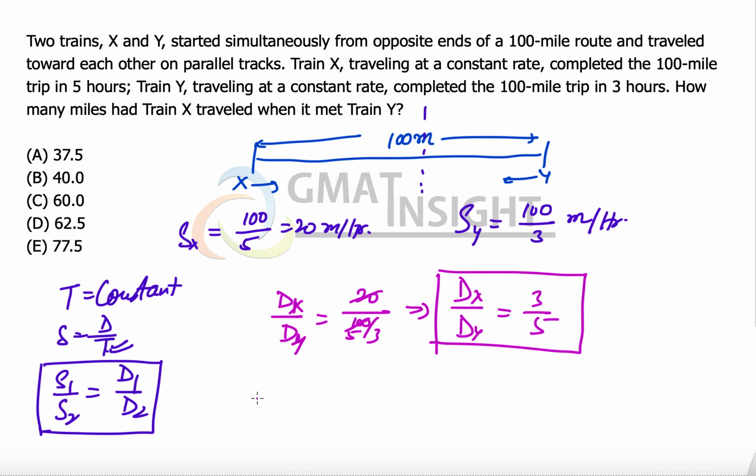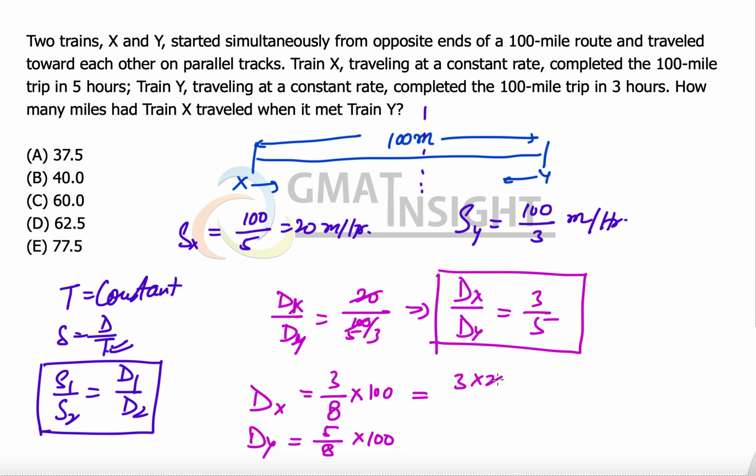This also means that the total distance of X will be 3 out of 8 parts of the 100-mile journey. And similarly, if we were to calculate the distance of Y, we will say 5 parts out of 8 parts of 100 miles was traveled by Y. However, the question is only asking how many miles train X had traveled when it met train Y. So we only have to calculate this part.